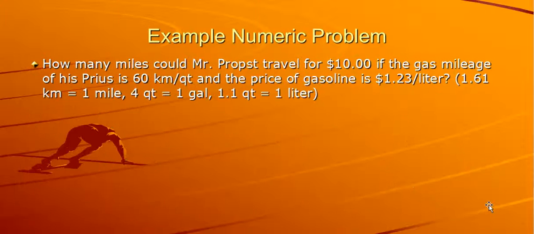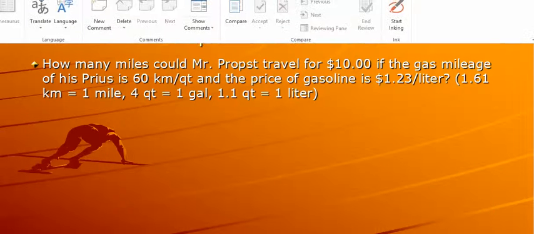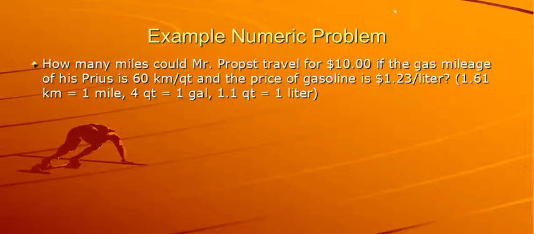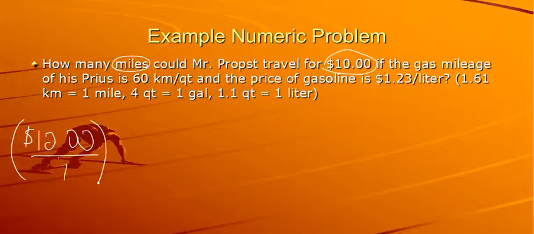Let's look at one more conversion problem, numeric problem. Again, you're given lots of numbers here. I don't want to start with an equality if I can help it. You'll notice that we're looking for miles. That's my unknown. How many miles could Mr. Probst travel for $10? Let's start there. That's not an equality. That's just a number. Put it over 1. $10.